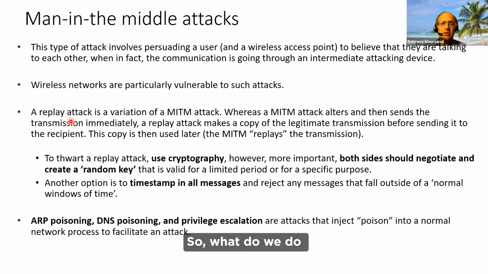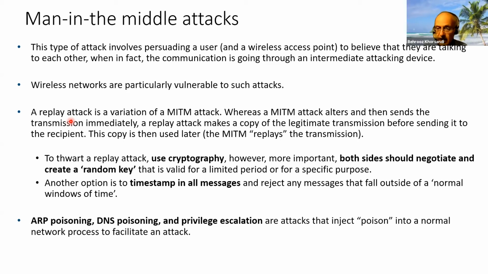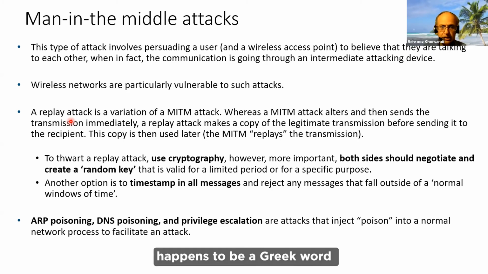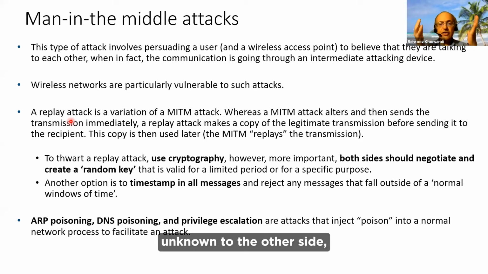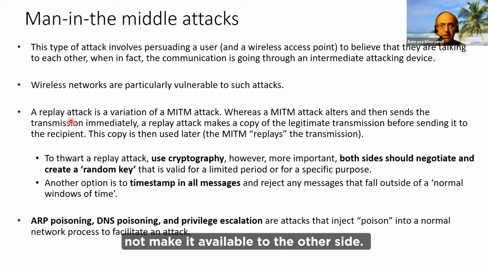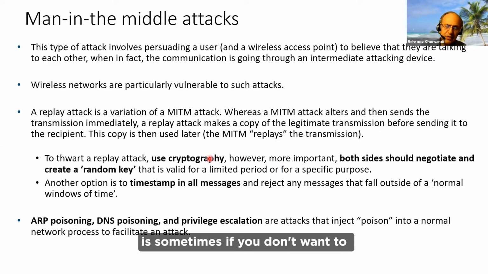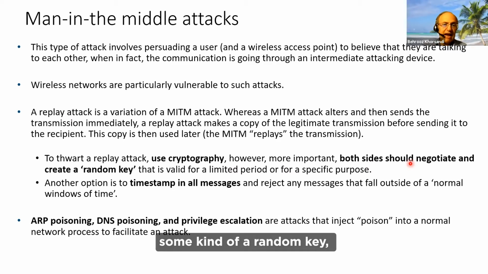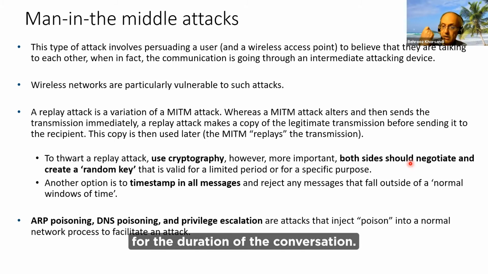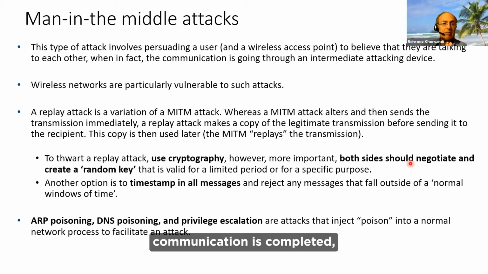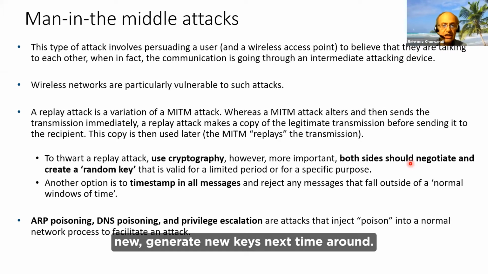So what do we do to stop this attack? We use cryptography. Cryptography or encryption. Cryptography, by the way, happens to be a Greek word and essentially means we make whatever data we have unknown to the other side, not make it available to the other side. And the way this is going to happen is sometimes if you don't want to use cryptography, you want to make sure both sides negotiate between themselves some kind of a random key, a key that is only going to be good for the duration of the conversation. Once that communication is completed, we dispose of that random key, it is no longer good. We generate new keys next time around.